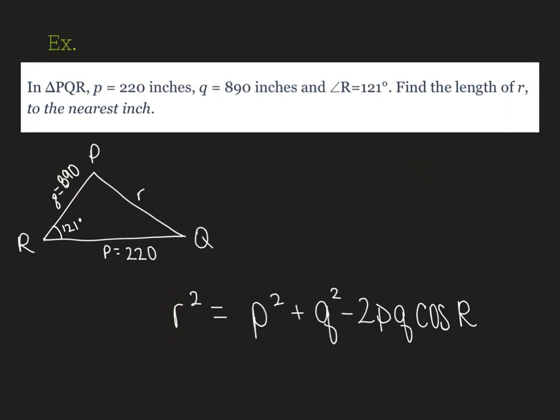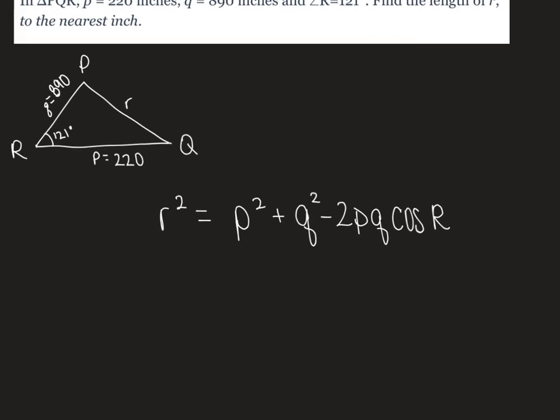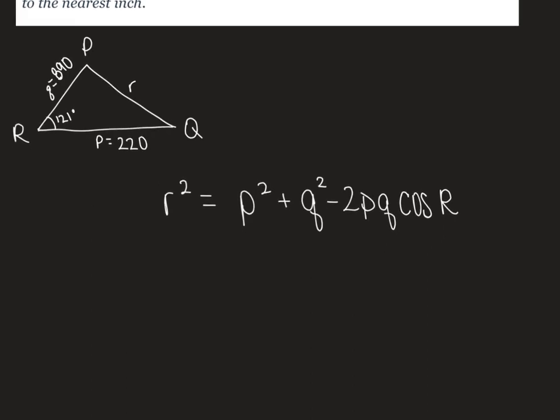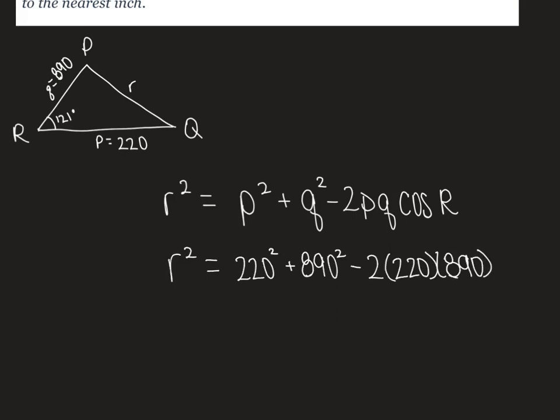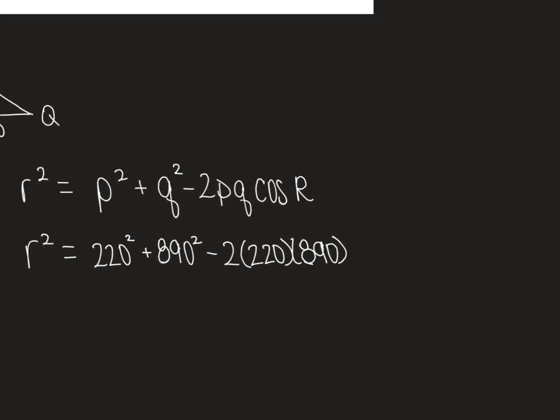So we have R squared. We don't know what R is, but we do know that P is 220. We know that Q is 890. So we can fill that in. We have minus 2 times 220 times 890. And then that is times cosine of my R, and my R was 121.